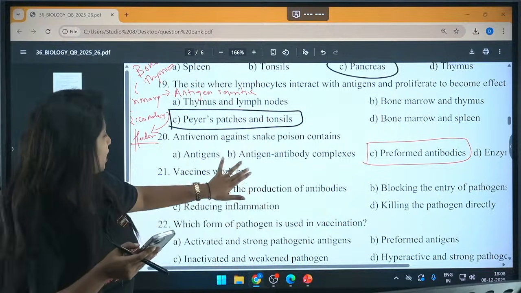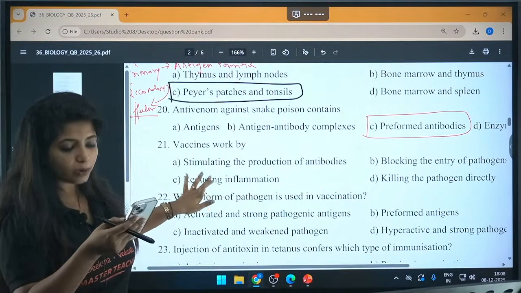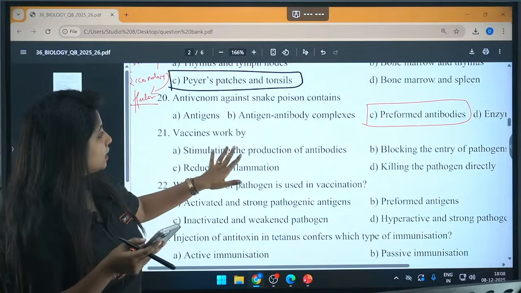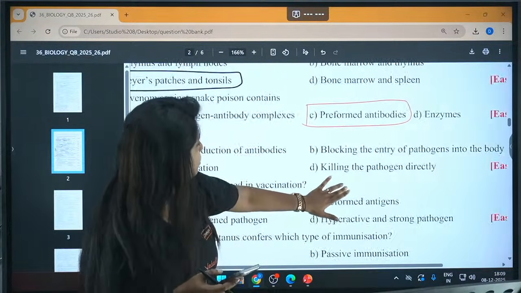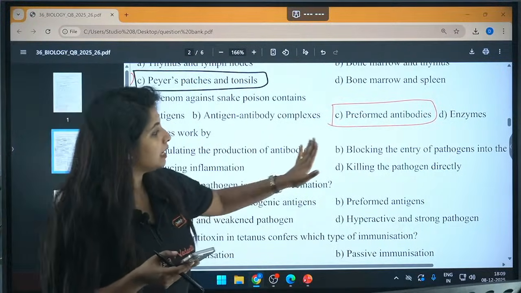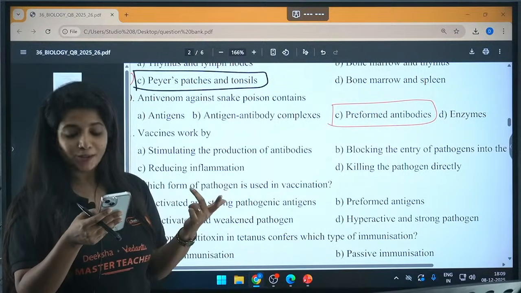Let's go ahead with the next question. Vaccines work by: stimulating the production of antibodies, blocking the entry of pathogens into the body, reducing inflammation, or killing the pathogen directly. How do vaccines work? Sagar, you were also correct there.